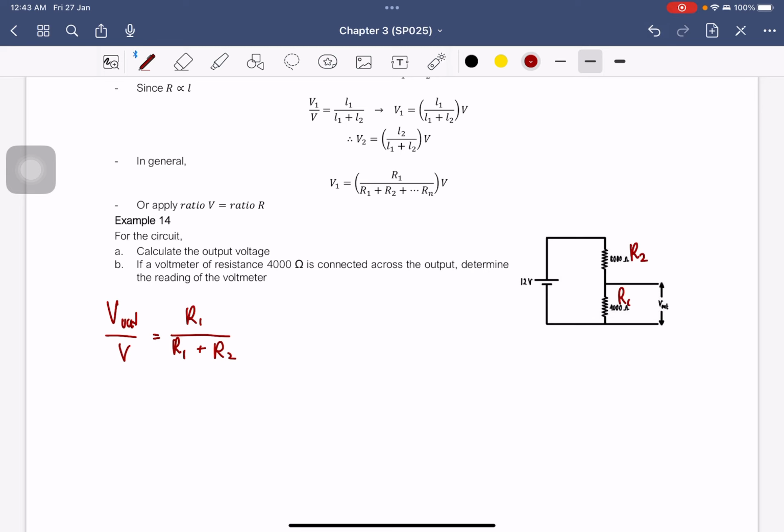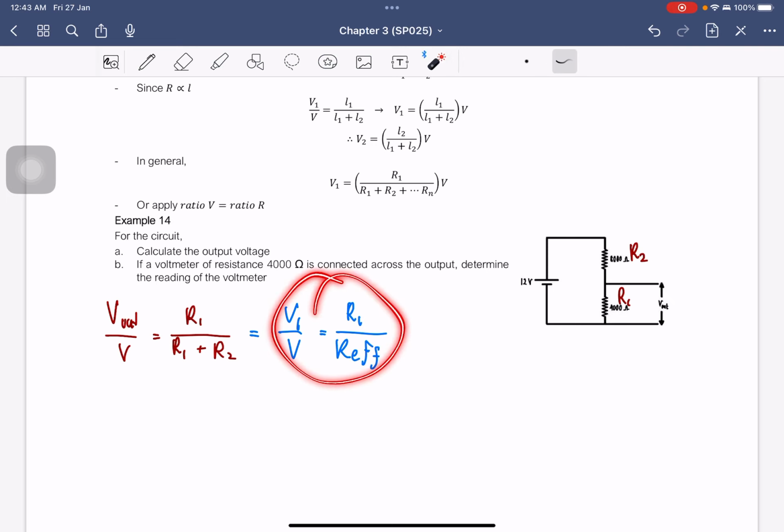Okay, so basically this is the effective resistance. V out is, wait, I'm going to do it in a different color. Okay, so this is actually equal to V1 over the supply voltage, R1, which is the one that we are looking for, over the effective resistance. So the resistor voltage that we want goes on top, and this is the resistor of the voltage that we are looking for.